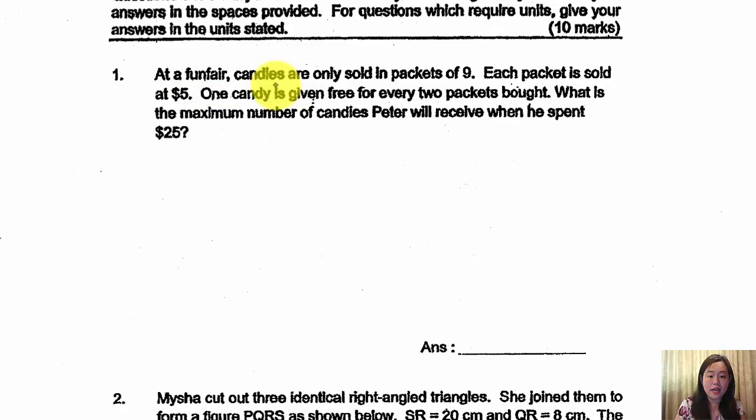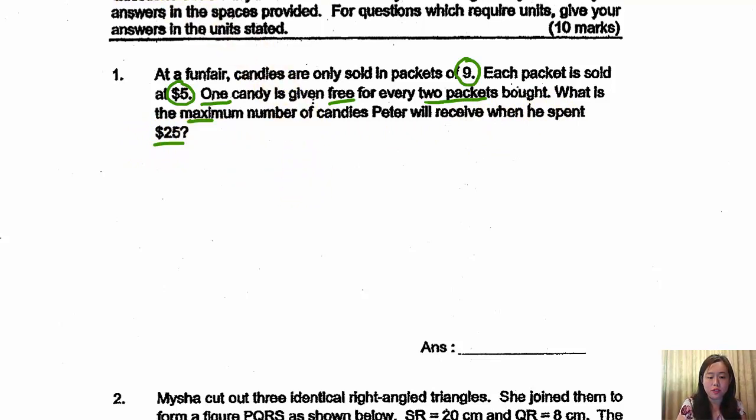At a fun fair, candies are only sold in packets of 9. Each packet is sold at $5. One candy is given free for every 2 packets bought. What is the maximum number of candies Peter will receive when he spent $25?